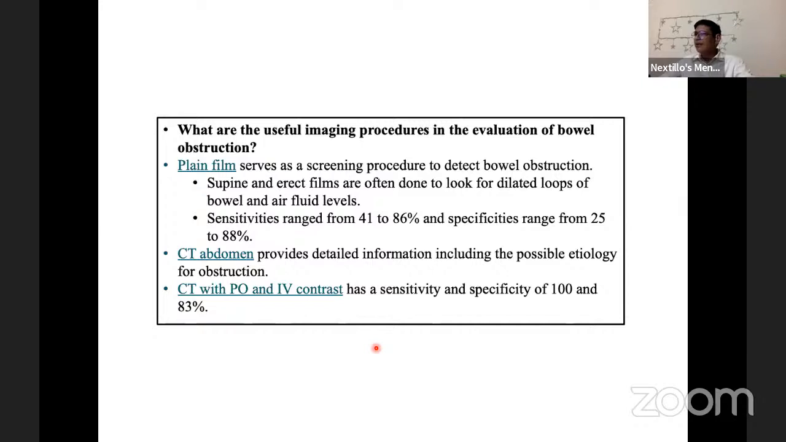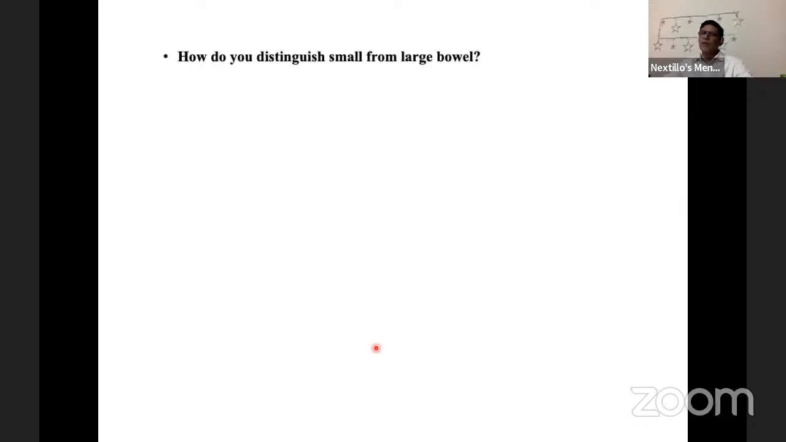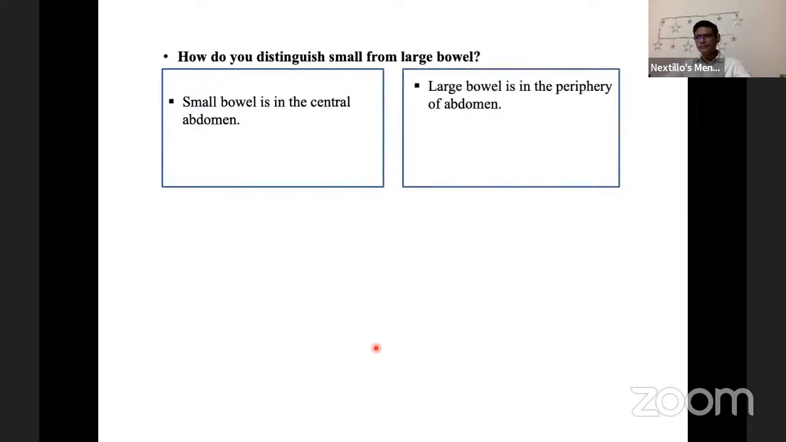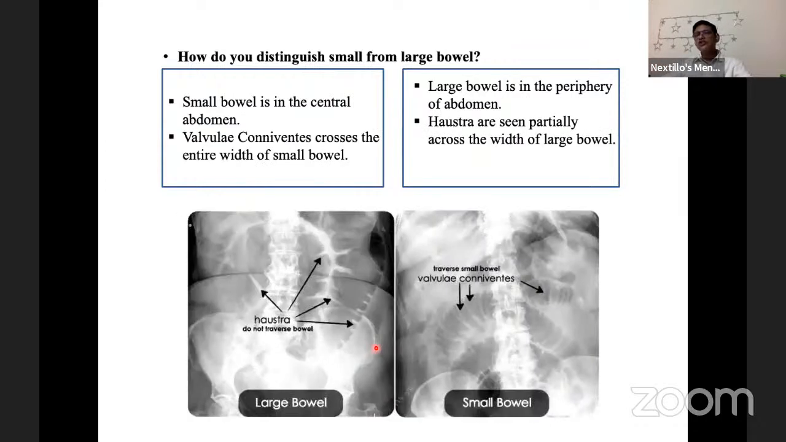And one last thing over here, how do you distinguish the large bowel from the small bowel? Small bowel is central in location, as we all know, and the large bowel is peripheral in location. Then valvulae conniventes are seen in the small bowel. As you can see in this second picture, the valvulae conniventes cross through and through across the width.